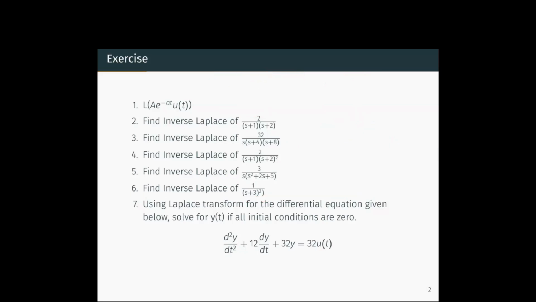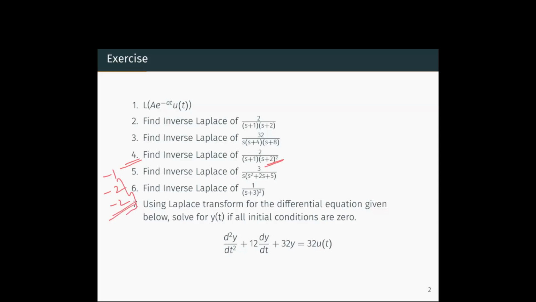Now we will find the inverse Laplace of 2 by (s plus 1) into (s plus 2) the whole square. Here there is a speciality: the roots of the denominator are real and repeated. The roots of this denominator are minus 1, minus 2, minus 2. So the roots are real and repeated. The denominator root at minus 2 is a multiple root of multiplicity 2.